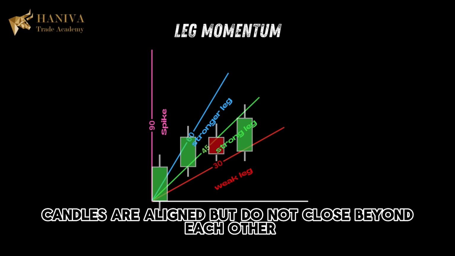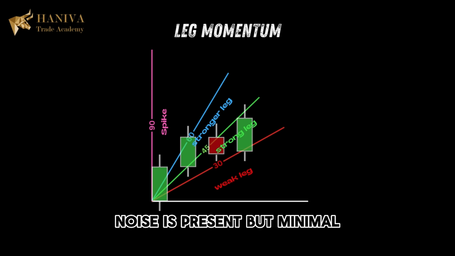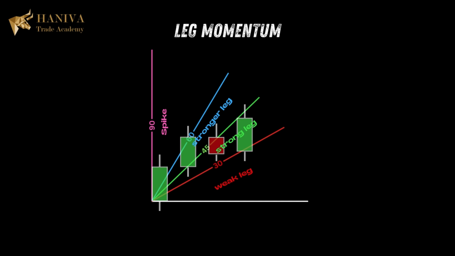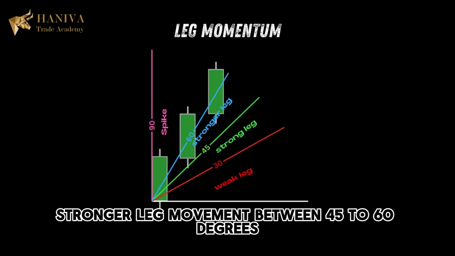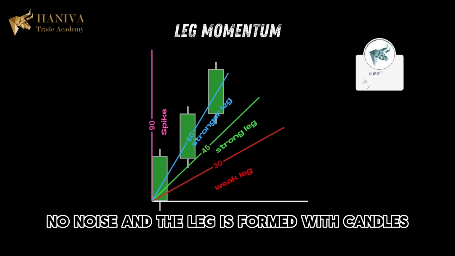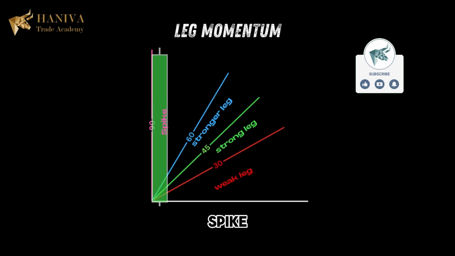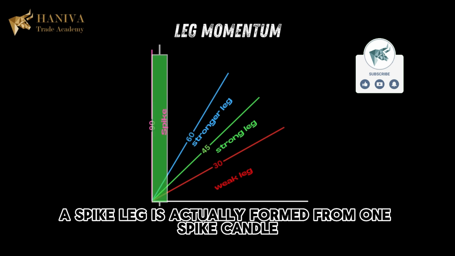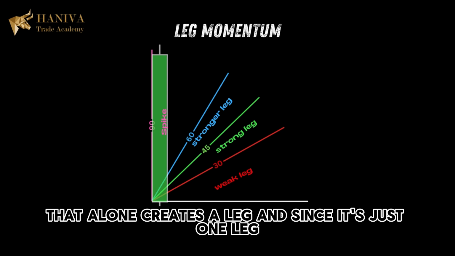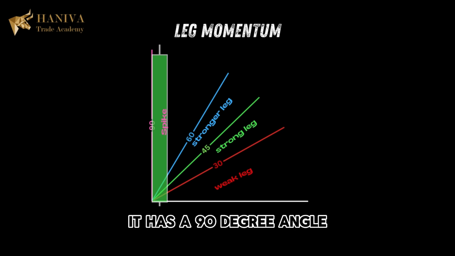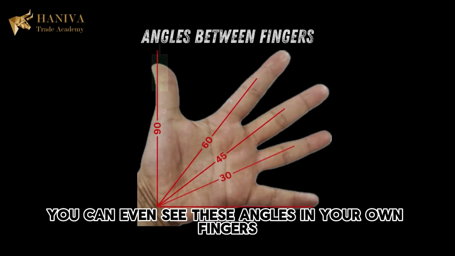Strong leg. Movement between 30 to 45 degrees. Candles are aligned but do not close beyond each other. Noise is present but minimal. Stronger leg. Movement between 45 to 60 degrees, no noise, and the leg is formed with candles aligned in the same direction. Spike. A spike leg is actually formed from one spike candle that alone creates a leg, and since it's just one leg, it has a 90-degree angle. You can even see these angles in your own fingers.